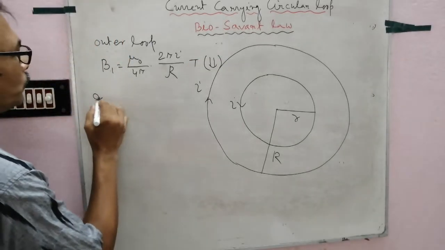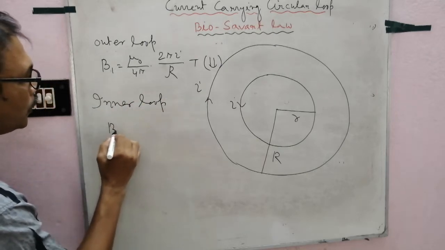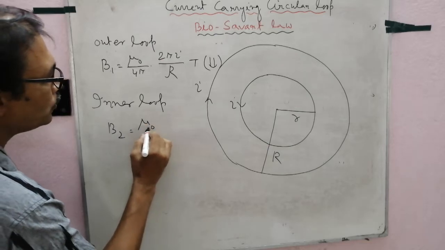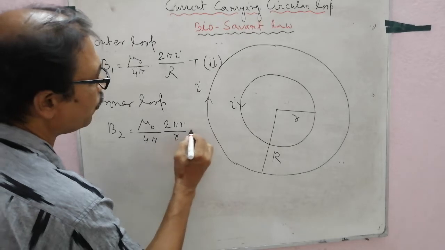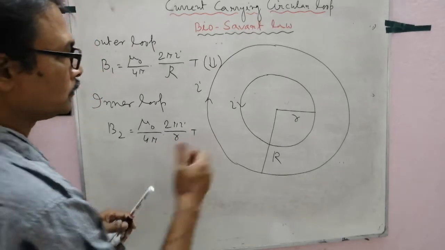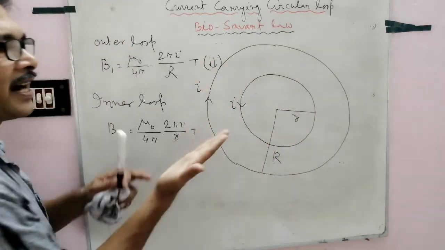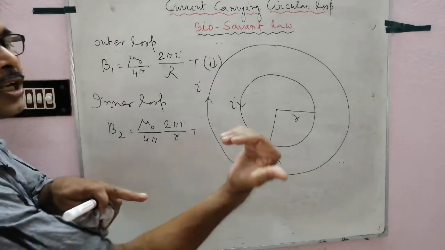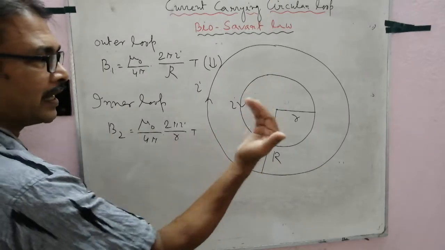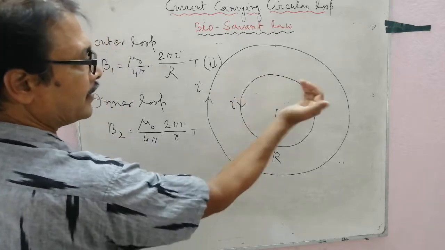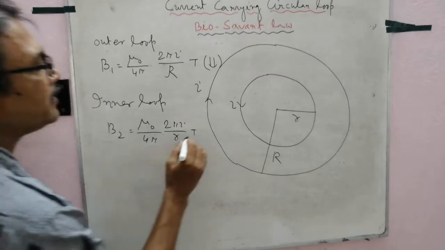For the inner loop, magnetic field due to the inner loop is mu0 by 4 pi into 2 pi I by small r. Of course, follow, the direction of the current will be indicated by the four fingers of the right hand. This is the direction of the current and the thumb indicates the magnetic field. So it is upward and it is downward. It is upward.